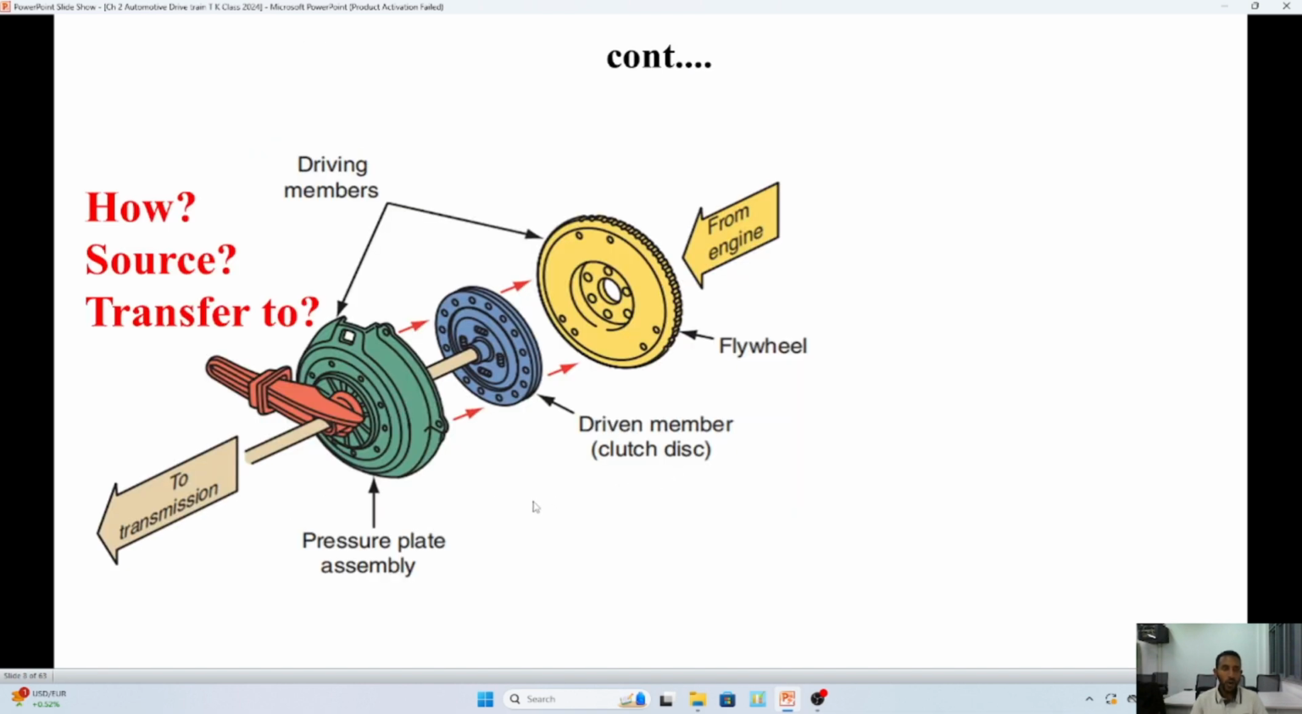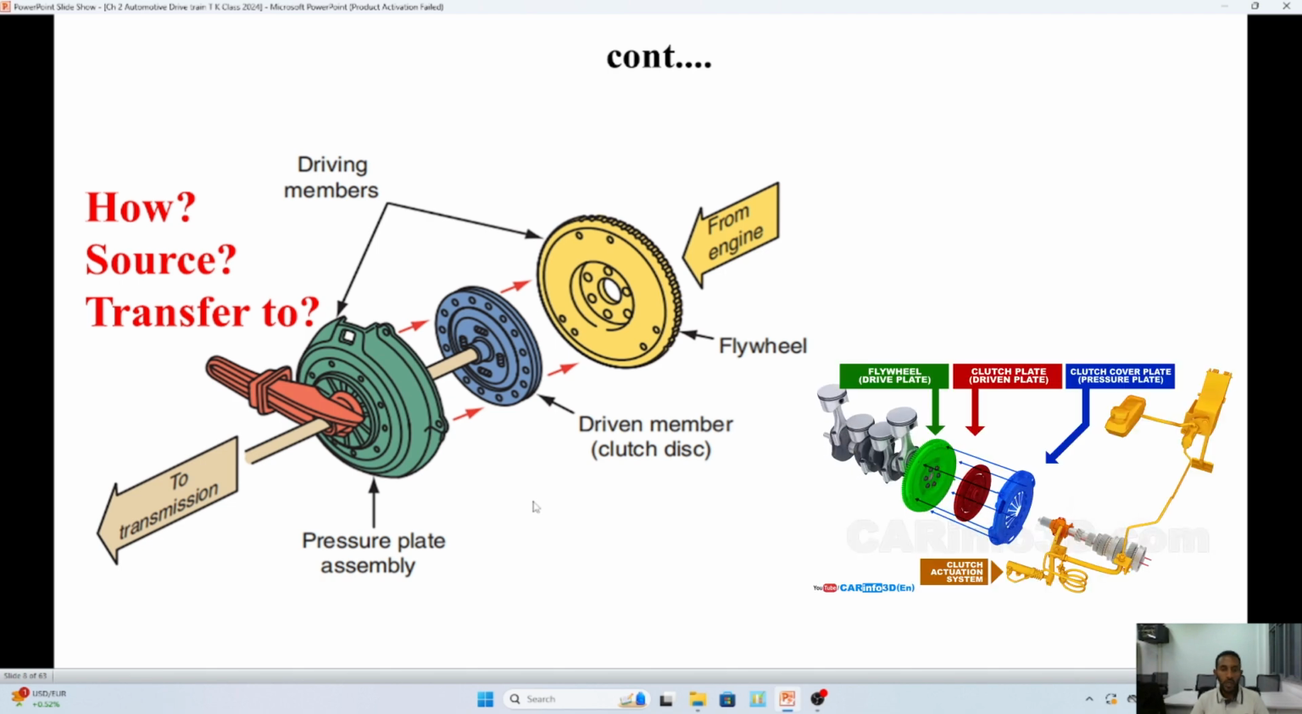When you see how the power is transmitted, or how the clamping force is produced, if you observe here, the pressure plate will have a spring, and this spring is responsible for creating the clamping force by pushing the pressure plate against the flywheel. So the pressure plate assembly will be the source of the pressure, and specifically the spring, the diaphragm or the coil spring, is responsible for this part.